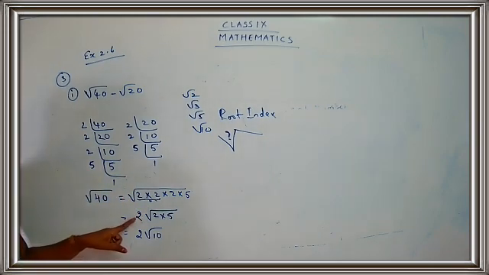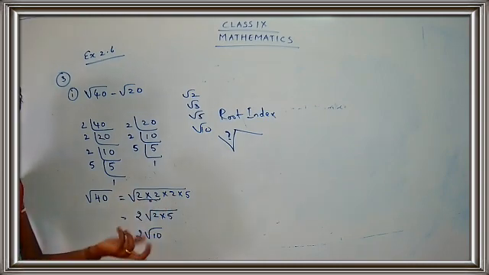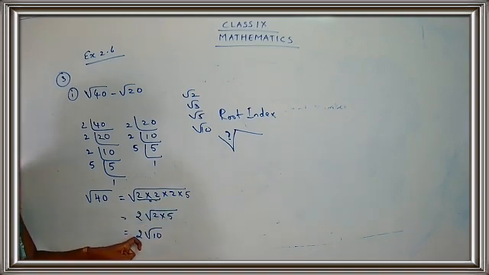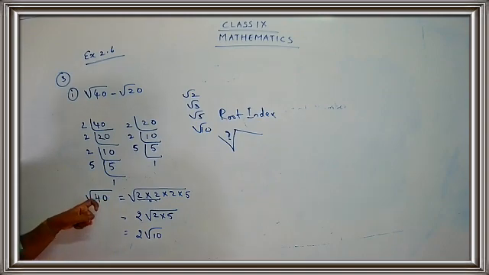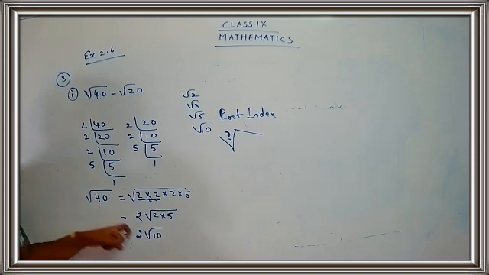When you take 2 outside, you should not put the square root sign. So 2 square root of, now what is left out without the pair? 2 and 5. So write down your 2 into 5. What is the answer? 2 square root of 10. So the answer you get for root 40 is 2 into root 10. That is the simplification of root 40.